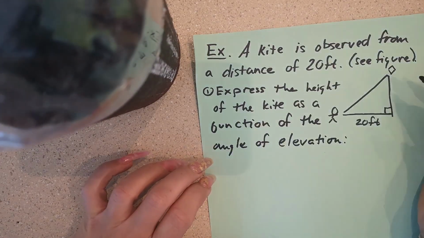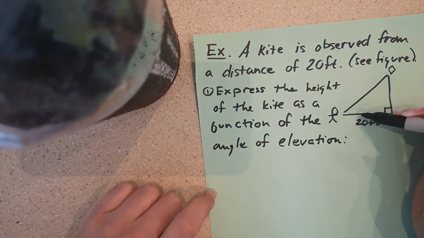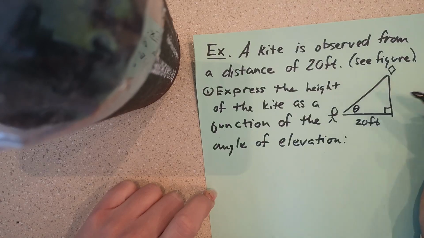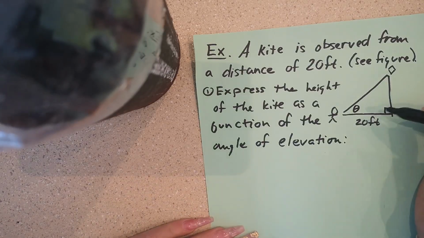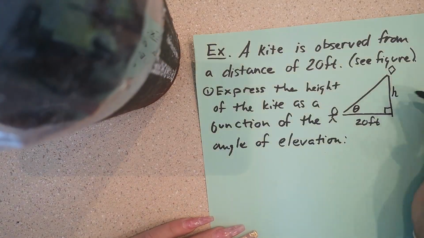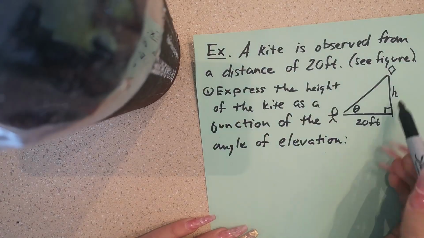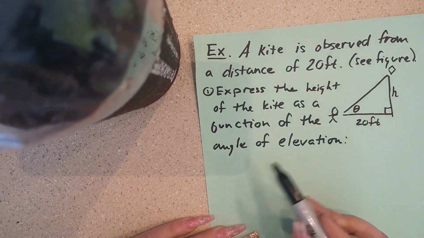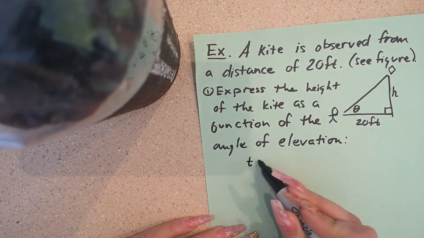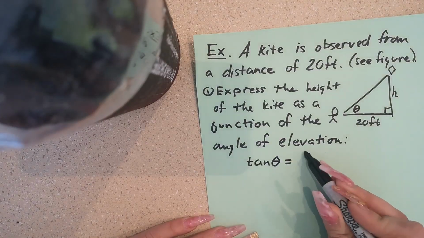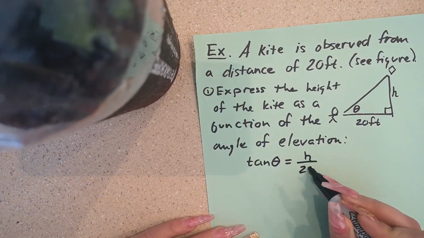Okay, so remember the angle of elevation is from a horizontal. How far do I have to look up to see something in the sky? So there's the angle of elevation, theta. Let's call the height h. So I mean, look at the information I have. I have the opposite and the adjacent. So the trig function that comes to mind here is, well, a tangent. So let's see. The tangent of this angle theta would be h over 20.